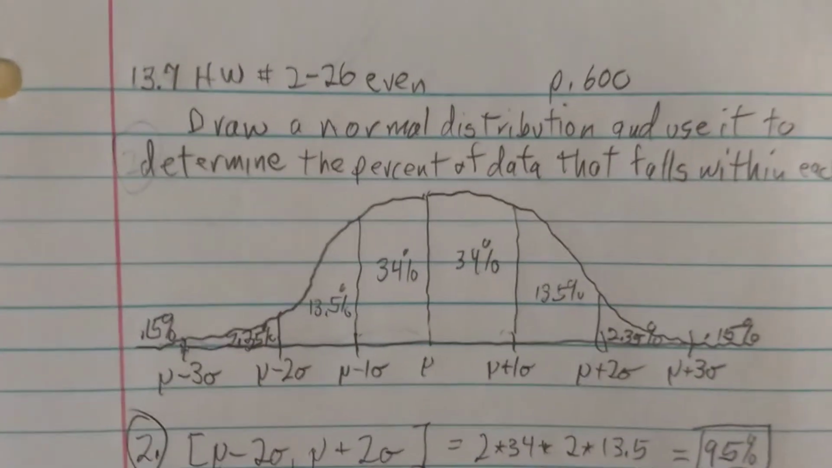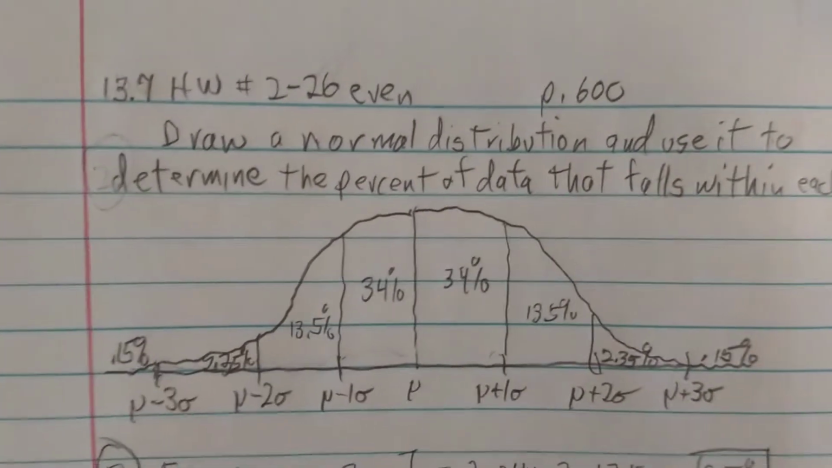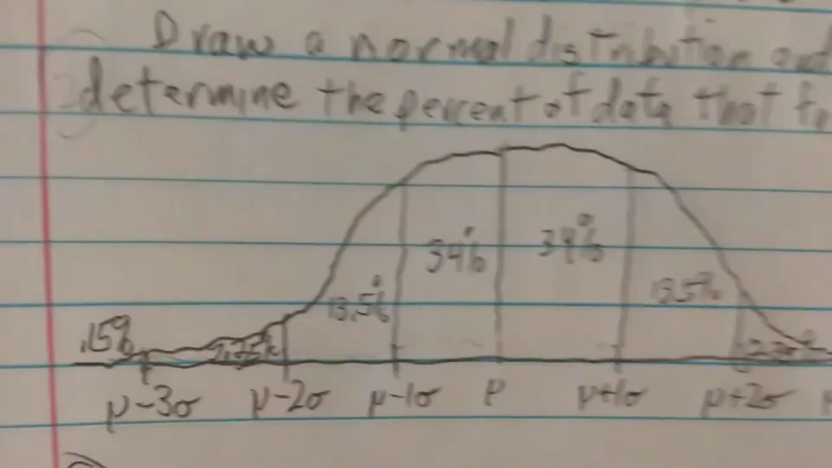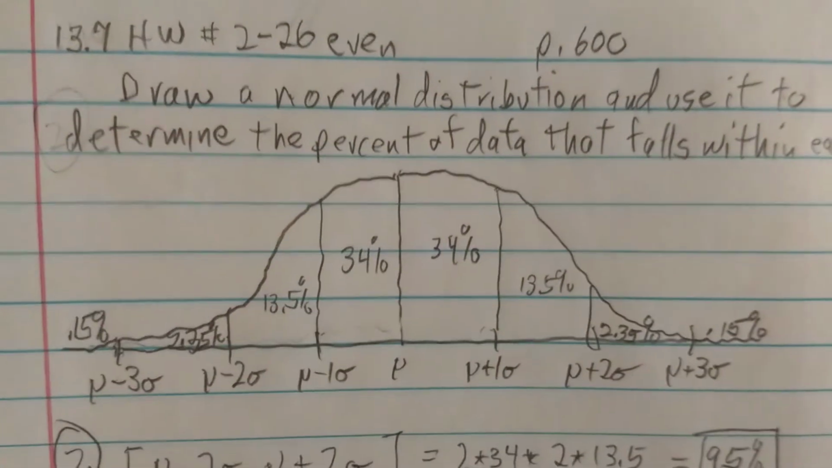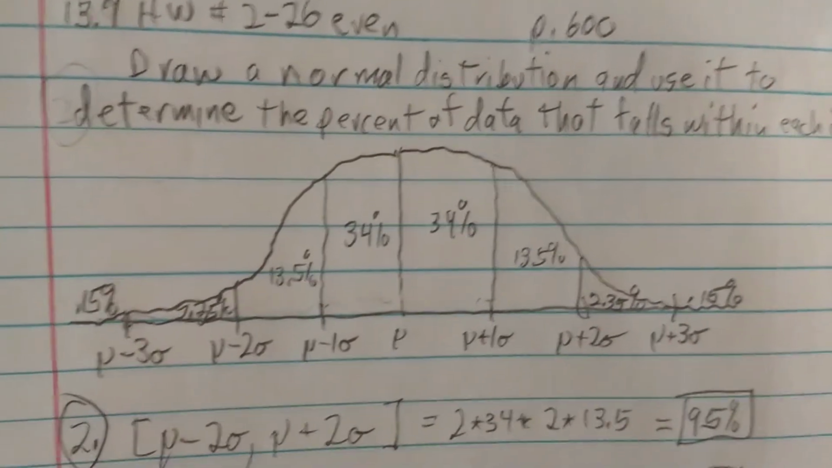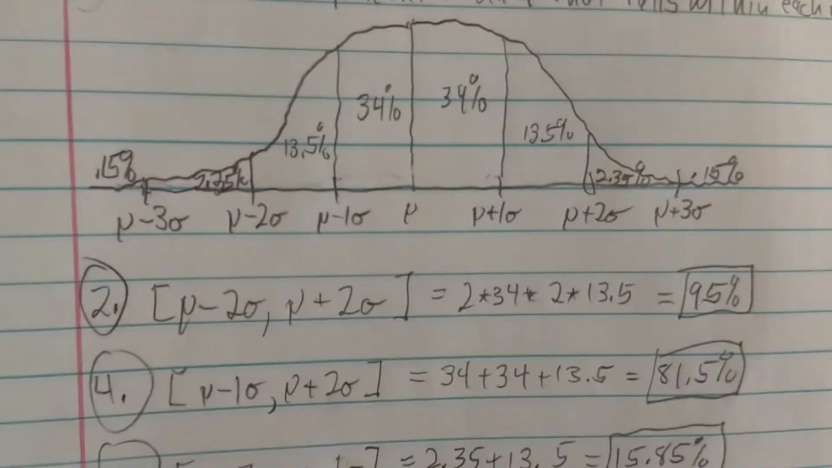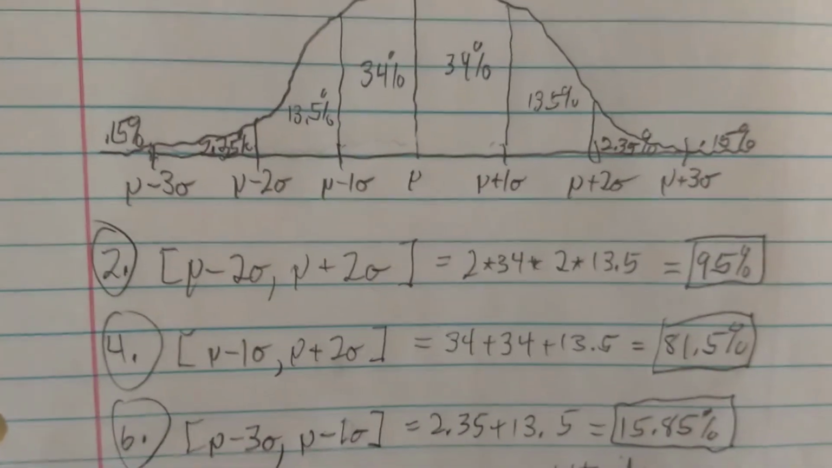Okay, now the homework starts on page 600, and it's only going to go out to the regular 26. So, draw a normal distribution and use it to determine the percent of the data that falls within each interval. Now, we've already done this and labeled it.